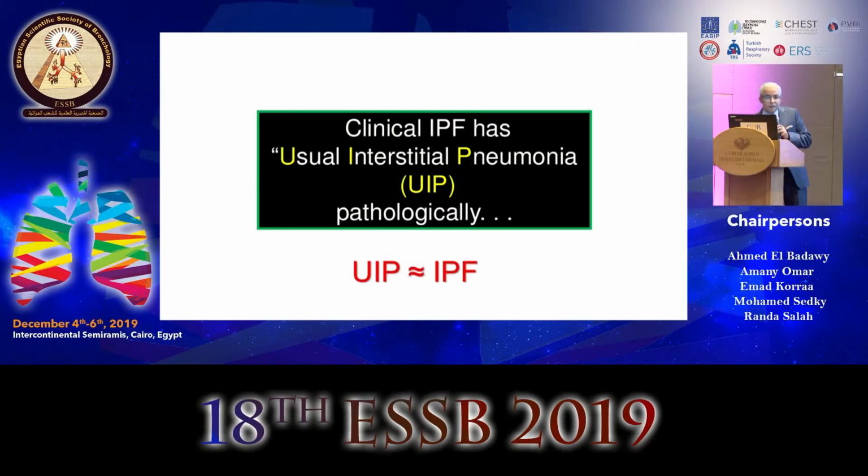IPF stands for idiopathic pulmonary fibrosis, and IPF should be UIP, but not all UIP are IPF. IPF is the commonest idiopathic interstitial pneumonia, but not the commonest ILD at all. The commonest ILD in our registry in Egypt is HP, followed by connective tissue disease-related ILD. Sarcoidosis ranked third. IPF represents 10% of our patients.